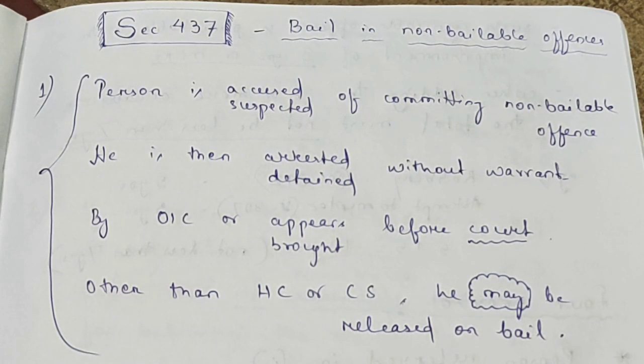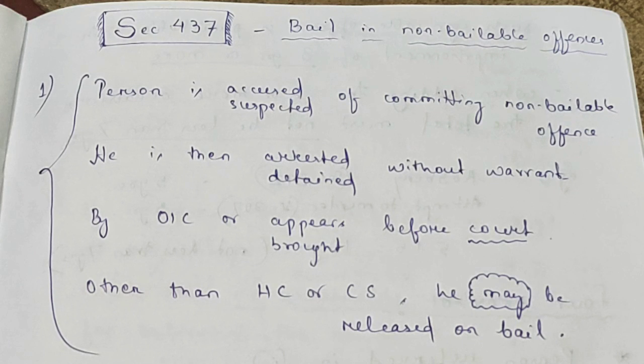So now let's start. Please refer to the Bail Act. Subsection 1 deals with, I have divided the subsection as such: a person is accused or suspected of committing a non-bailable offence. He is then arrested or detained without a warrant.